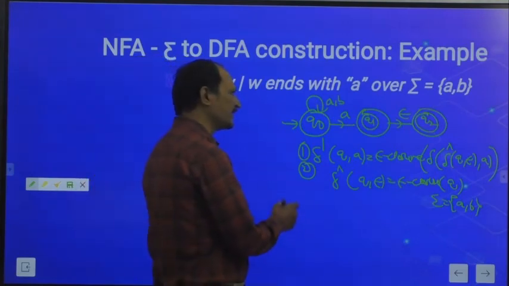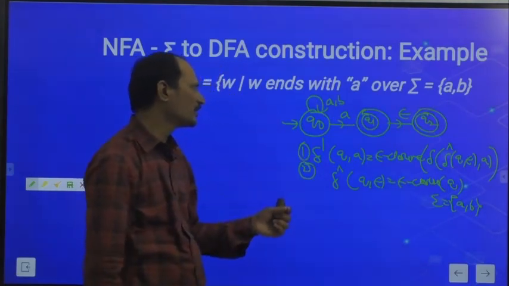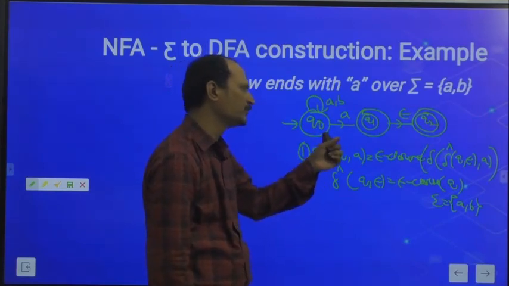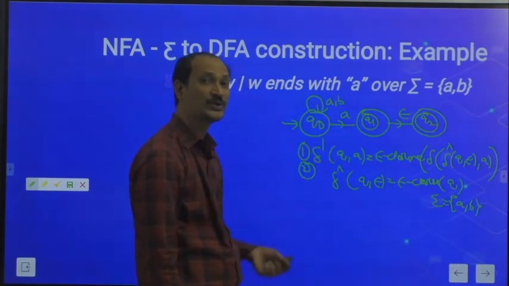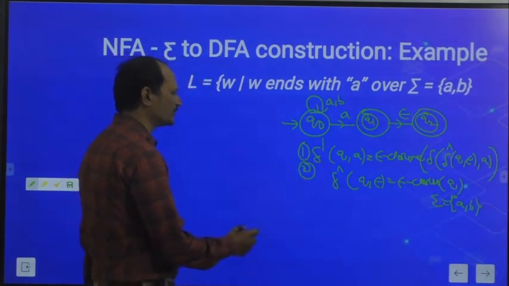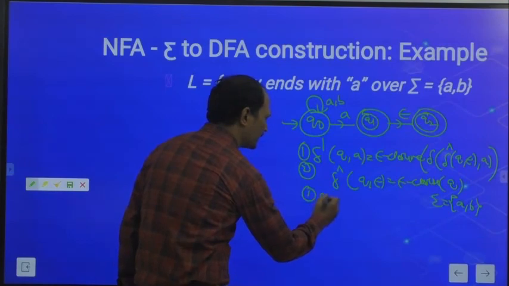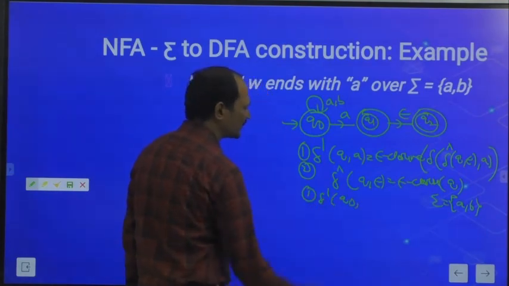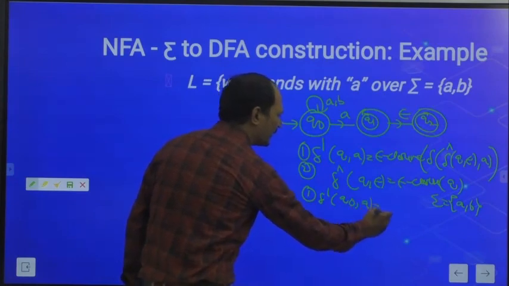So I need to calculate Q0 on A, Q0 on B, Q1 on A, Q1 on B, Q2 on A, Q2 on B. So delta dash functions. This is the first delta dash function that we are going to see: delta dash of Q0 comma, okay, what is the first symbol? A.